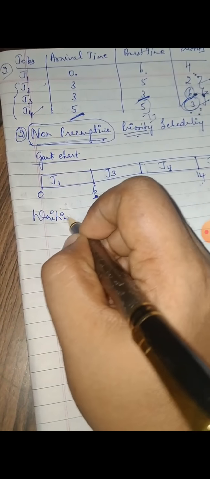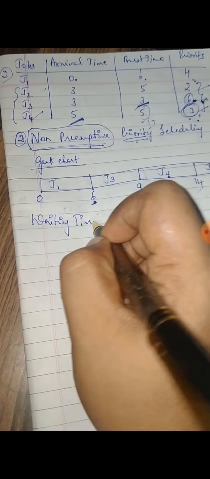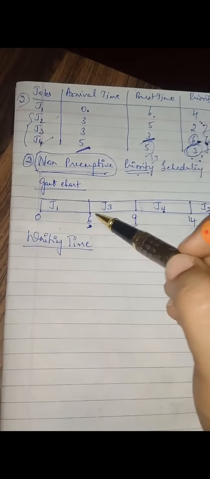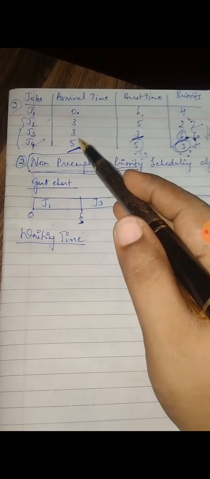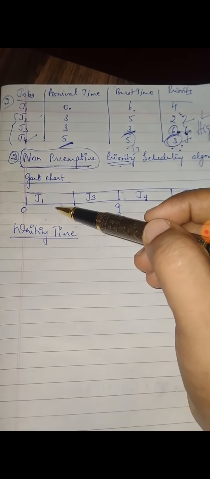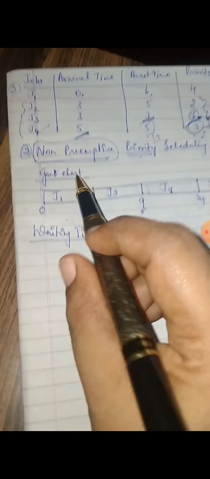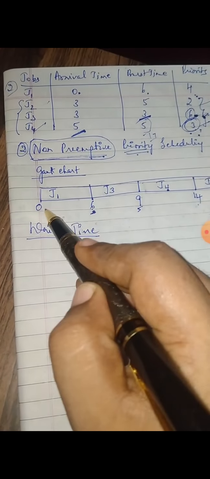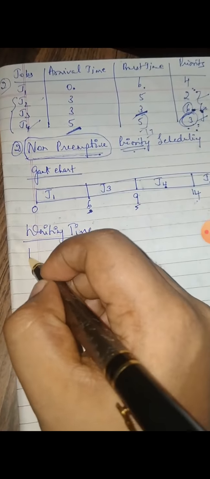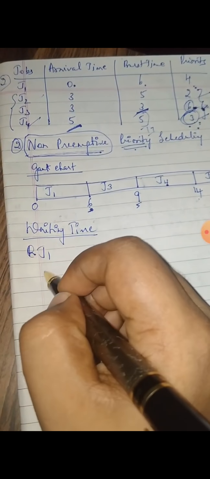So now we are going to the waiting time. Non-preemptive is usually easier, but when preemptive comes, you have to check at every arrival time and see whether you have any other new process which has a higher priority than the current one. But in case of non-preemptive, once you give it the CPU, you are not going to stop in between. You are allowing it to completely execute. So, waiting time for job 1.